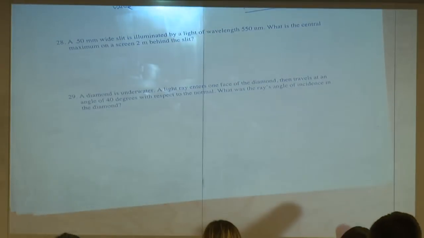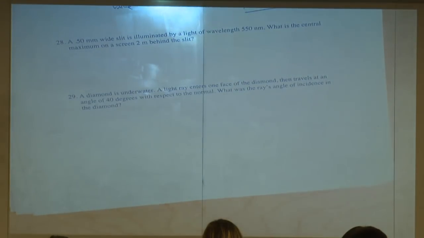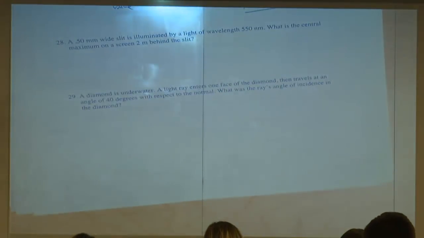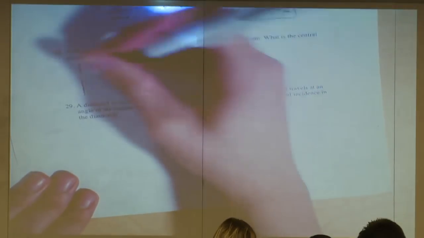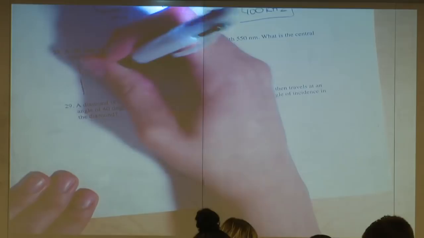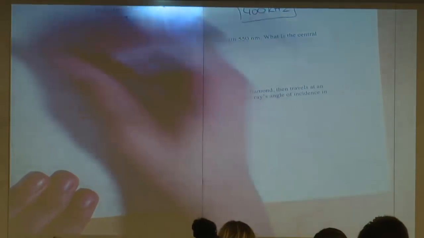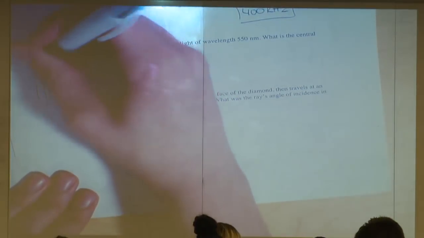Okay, so for number 28, this is another single slit question. I don't think I put any double slit ones. I probably should have. It says a 0.5 millimeter wide slit is illuminated by a light with a wavelength of 550 nanometers. So let's draw that. This is 0.5 millimeters, that's very small. And this is the wavelength. This is how it's drawn in your book.